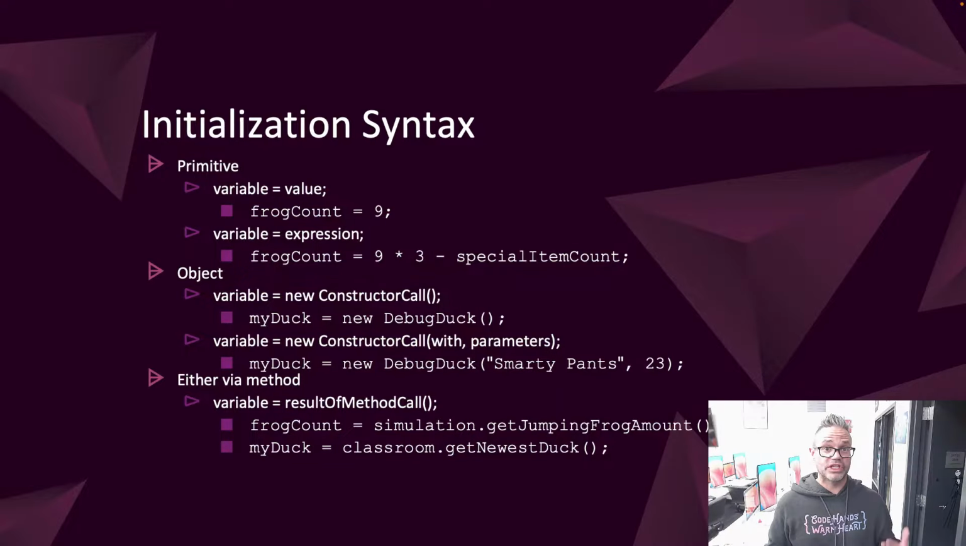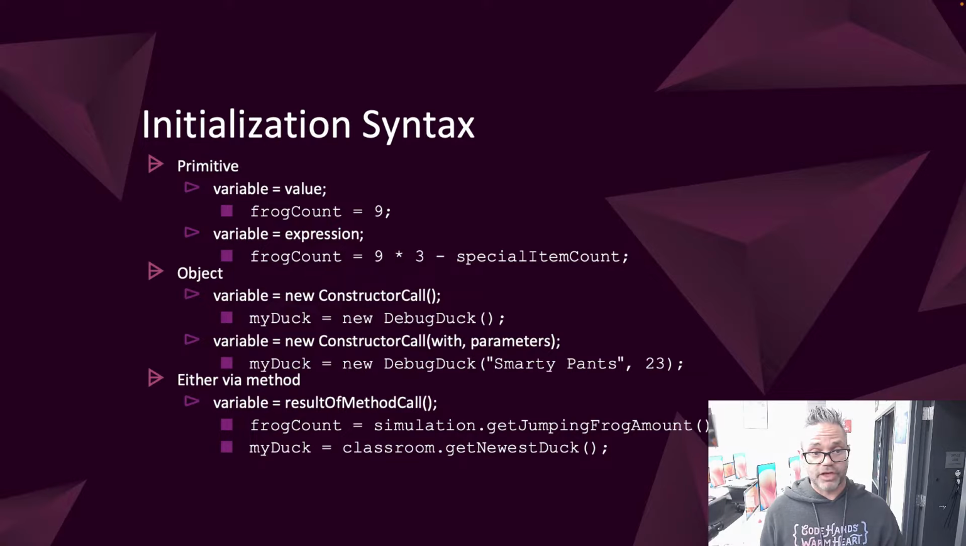Our next thing we have is the initialization syntax, so we can actually go through and initialize the values of the variables we're working with right here. We're going to start with primitives, then objects, then talk about it a little bit more. So with primitives, we can have variable equals value followed by a semicolon. So we have frogCount equals 9. I'm taking a literal value of 9 and assigning that to the frogCount variable that we declared earlier. I can also say variable equals expression, of course, followed by our great friend the semicolon. In this case, I'm going to say frogCount is assigned 9 times 3 minus specialItemCount, some variable I've defined earlier. And so I can do any complicated or simple expression. I can grab any information and assign it to a variable that is a primitive type, no problem.